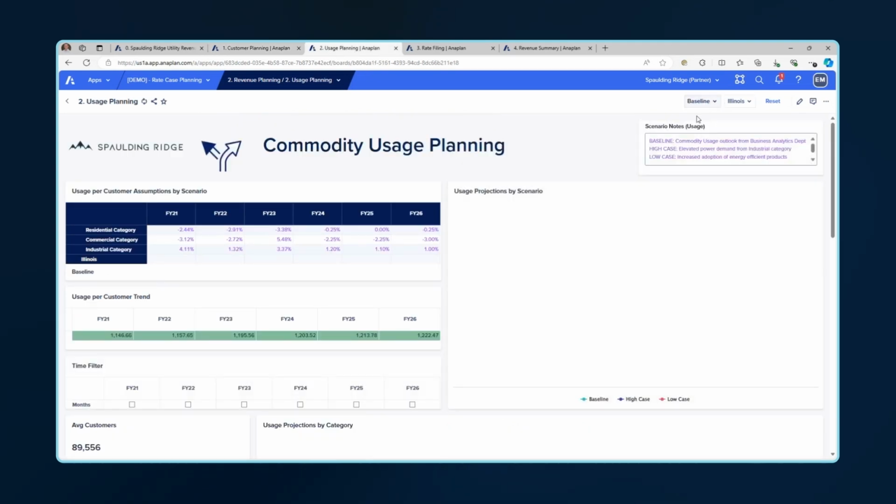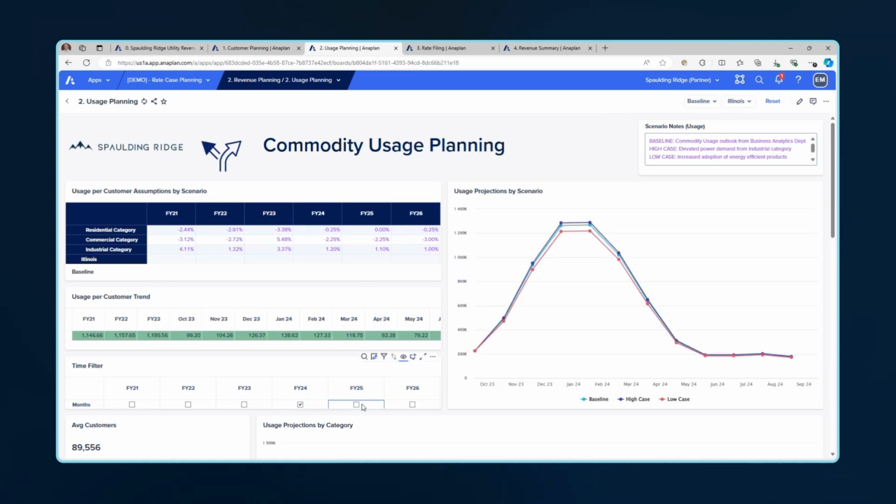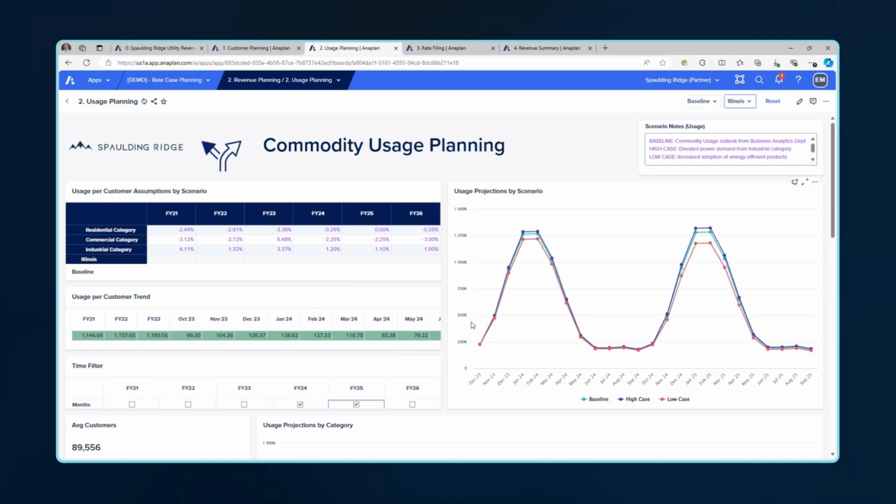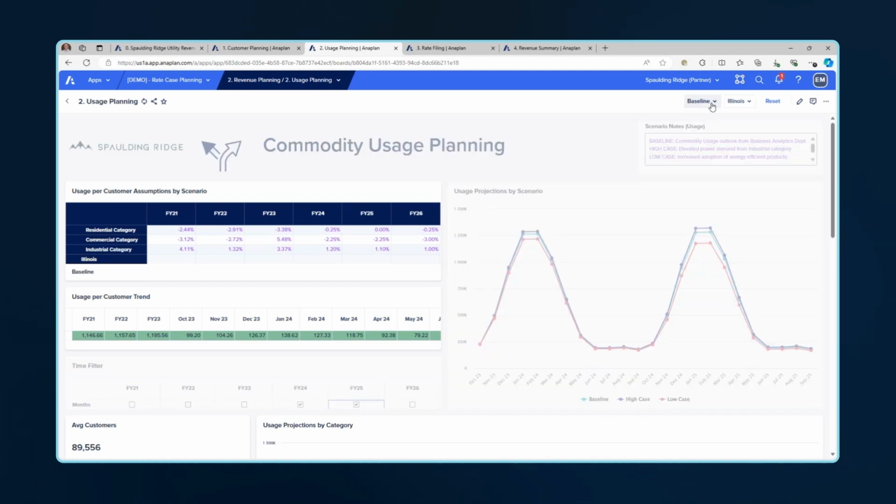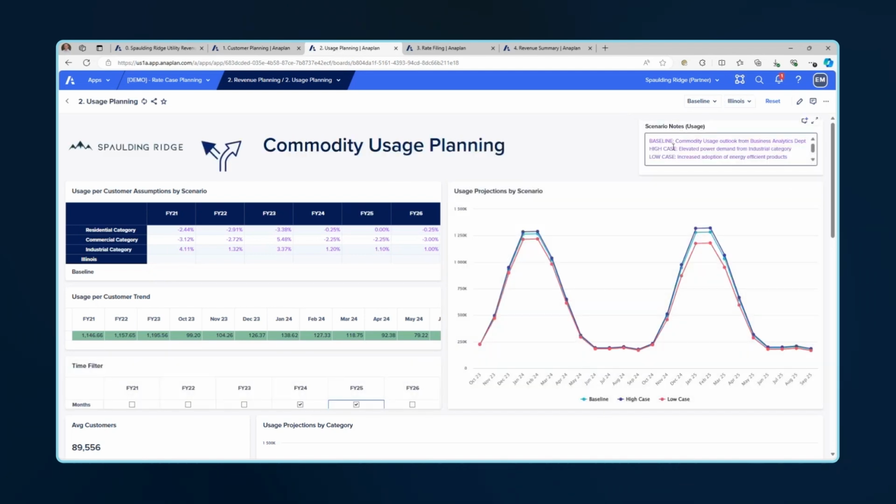All right, so again, we've got a base case, a high case, and a low case for all 3 of our rate categories. So let me turn on these trend lines here. So here's what we're seeing that's been put in here. In our base case, again, we're taking the insight from our business analytics department, making that our base. We're seeing that there's power efficiency and gas efficiency across the board in residential, commercial, and industrial, where each individual customer is using less of our commodity.